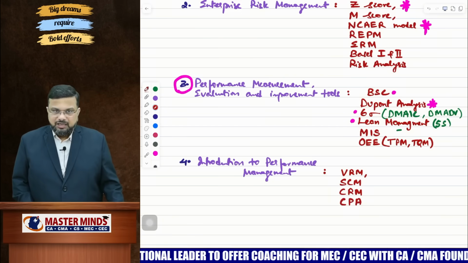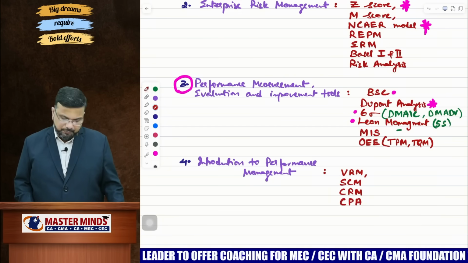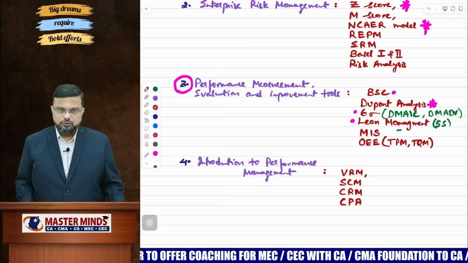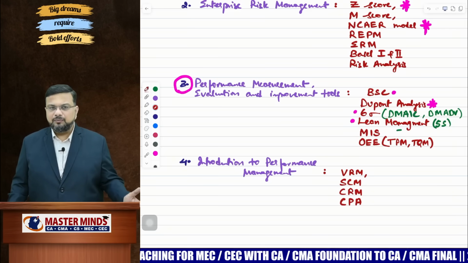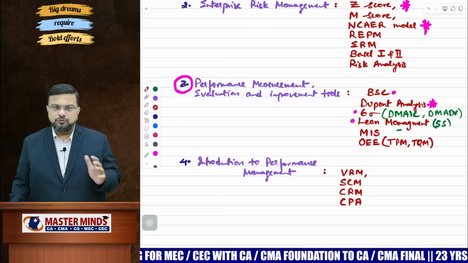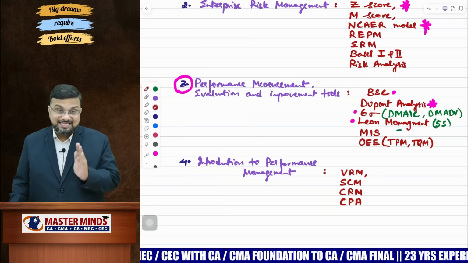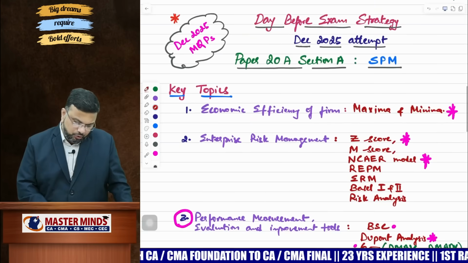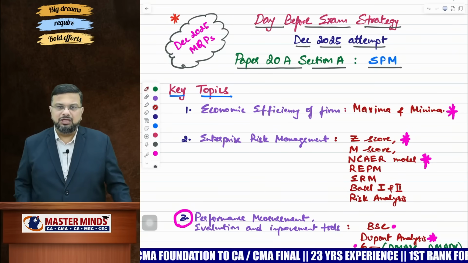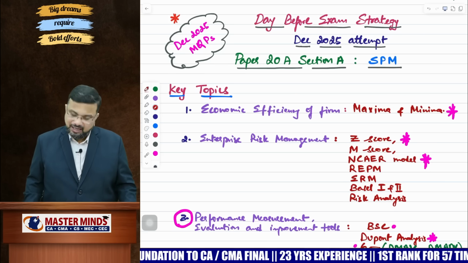Customer profitability analysis. Please be thorough with all the MCQs that are given to you in the form of the booklet. If that is not available, please be thorough with all the MCQs that are given at the end of the ICMAI material. And before going to the exam, don't forget to go through the MQPs that are released for this particular attempt.